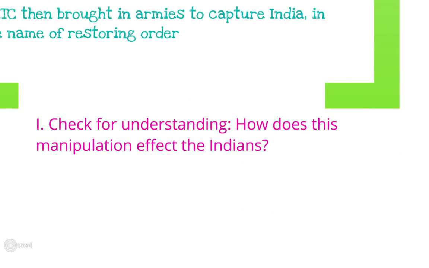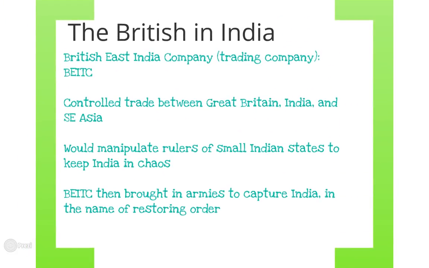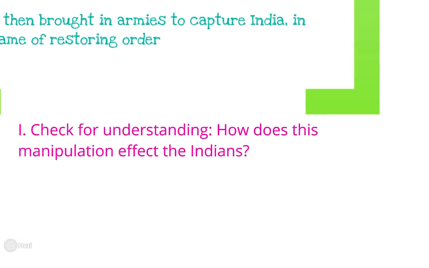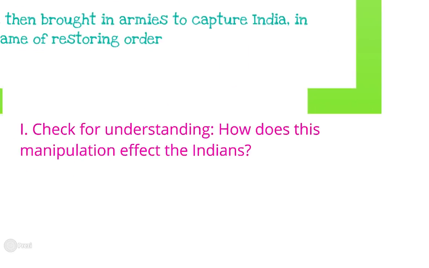So the first check for understanding, you need to make sure you put these in your notes because I'm going to check them for a grade, is how does this manipulation affect the Indians? The British started this chaos, and then they're going to say, "Hey, we'll come in and help you with this." So take a second, and make sure you do your check for understanding.